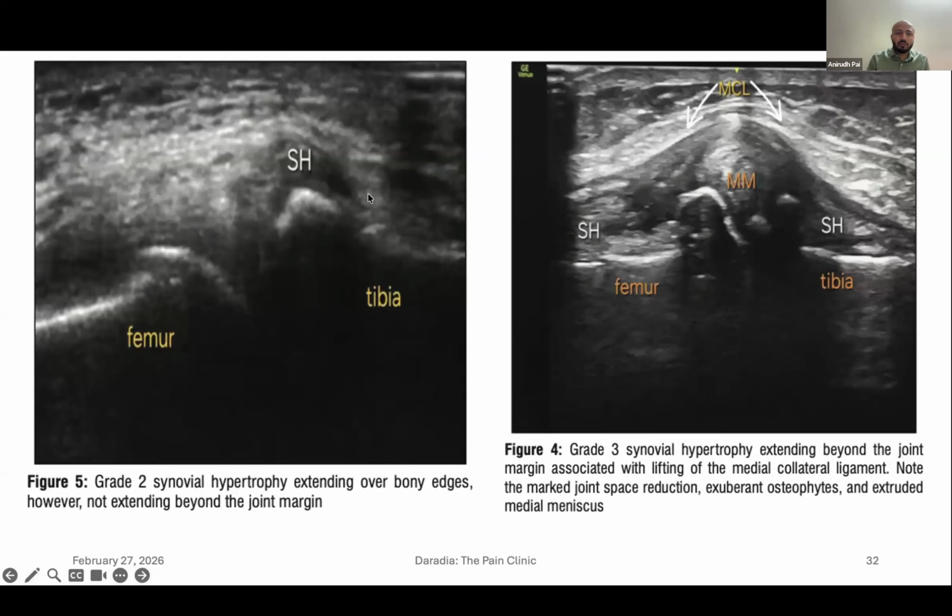Here we have the photos of grade 2 synovial hypertrophy. That's the first one. Here we can see that there is a moderate synovial thickening with noticeable bulging over the femoral bone. And in grade 3, there is quite a bit of thickening, and we can even see the heterogeneous echogenicity within the synovium over here. And we can also see that the meniscus is extruded, and the MCL is quite bulged over here.